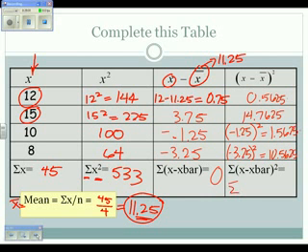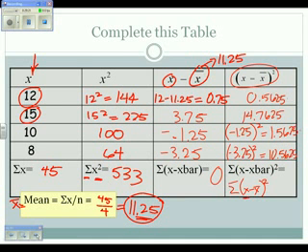I probably should write it like it is up here. So up here, each of these is x minus x bar quantity squared. So here we're summing up x minus x bar quantity squared. That means I'm going to add this value, this value, this value, and this value.